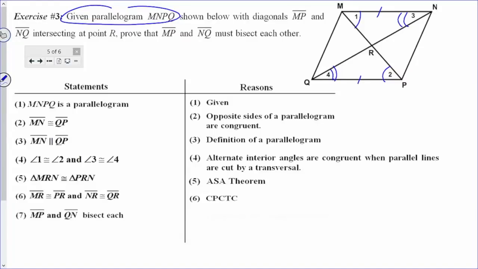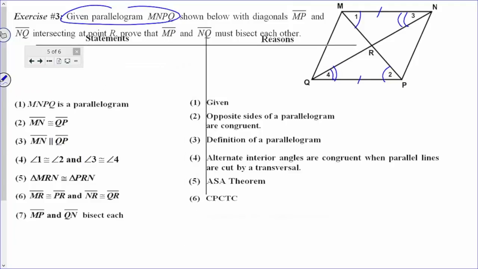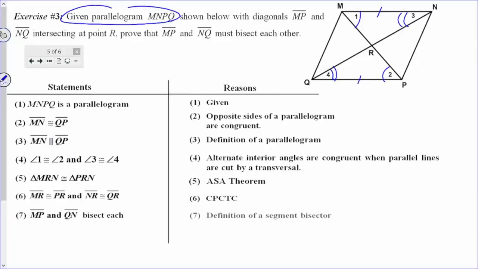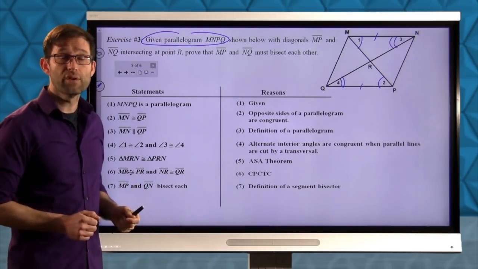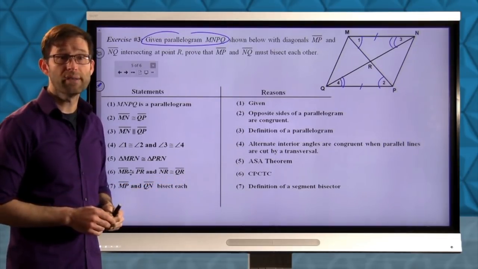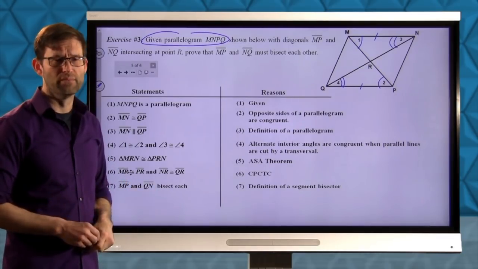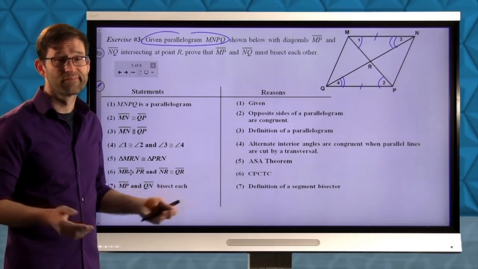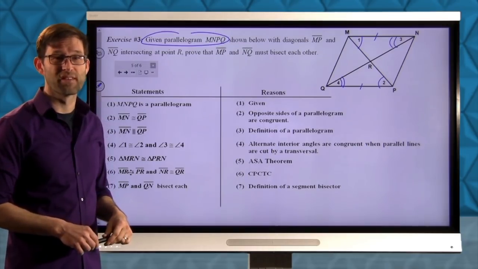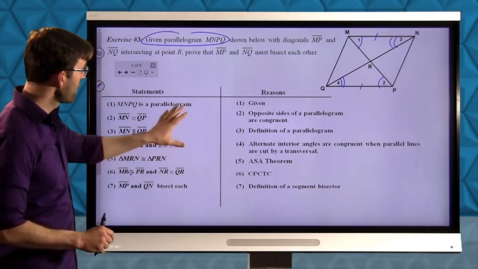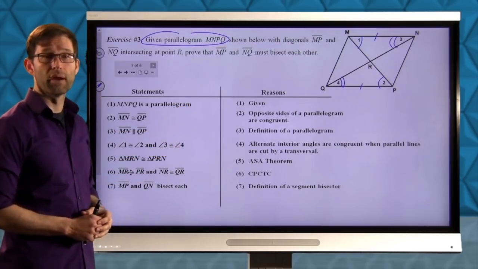And then NP and QN bisect each other. Why? Uh-oh, that just went out of nowhere. Why? Well, that's the definition of a segment bisector. Right? And again, there it's okay to say definition because literally the definition of a segment bisector is a segment which cuts another segment into two congruent segments. It is what it is. There's a lot of segments in that. But that's kind of a neat proof, isn't it? Let me pause for a minute and allow you some time to write anything down you might need to.